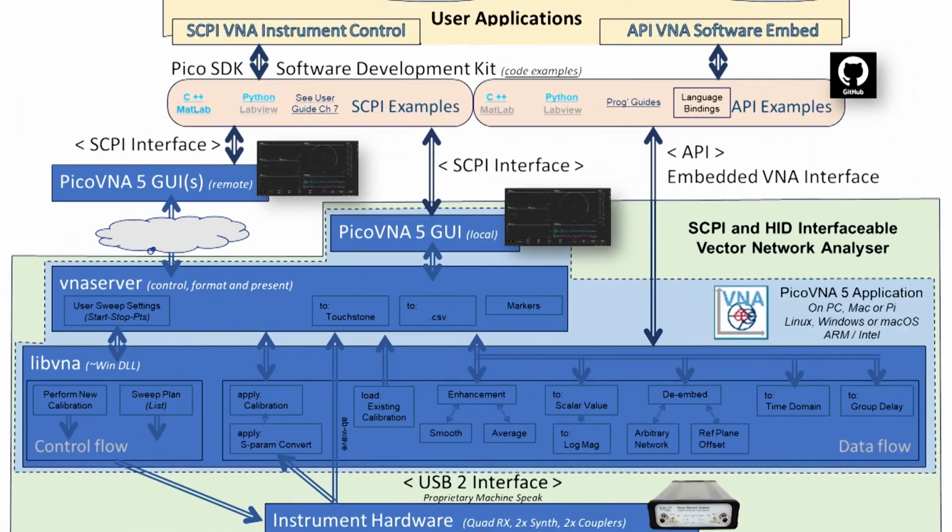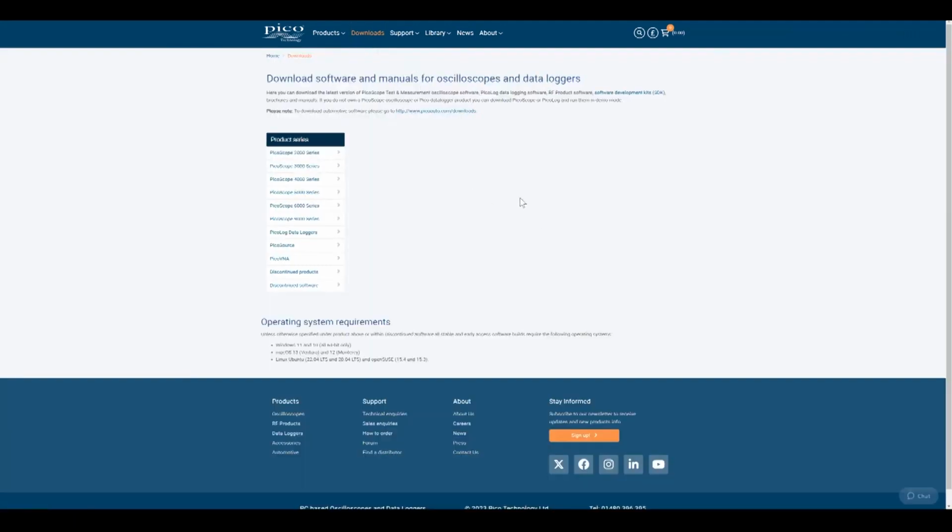We've just recorded a separate video on remote controlling the PicoVNA 5 software via SCPI. That's not what I'm going to be doing in this video, so we're not going to be doing much in the PicoVNA 5 software itself. Instead, I'm going to be controlling the instrument directly via our powerful programming API. Now, you can obtain our programming API from our software development kit, which is downloadable on the Pico Technology website.